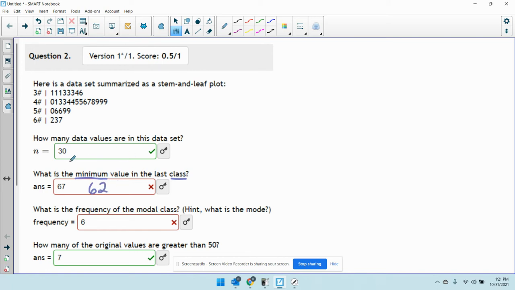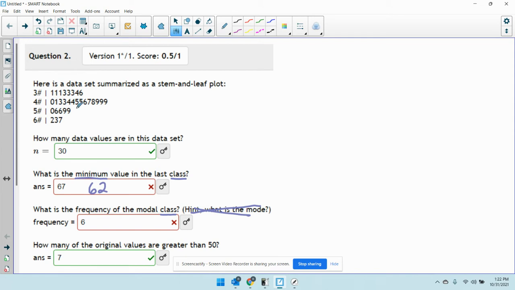So now this, I don't like this question. It says, what is the frequency of the modal class? And it gives you a hint. What is the mode? This is a bad hint because that's asking you to look for the mode of the data, which isn't really what it's asking. It's asking what the frequency of the modal class is. Remember, class is going to be one of these four groups. The modal class is just the group with the most data values in it.